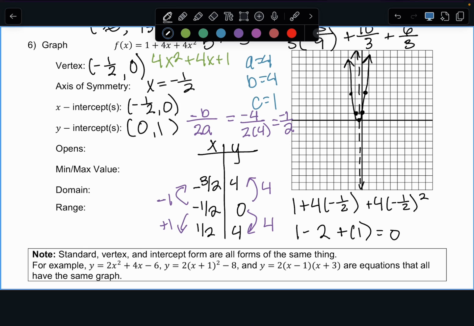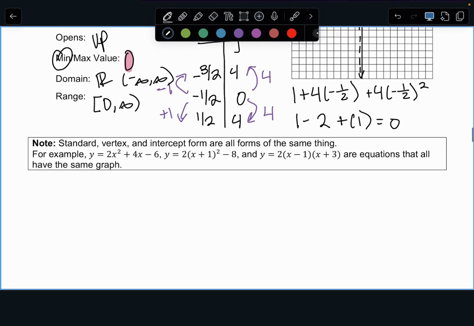Any other questions? Okay, clearly this graph opens up. It has a minimum. That minimum value is 0. Comes from right here. Domain is always all real numbers. My range, I start at 0 to infinity. Okay. Questions on that?